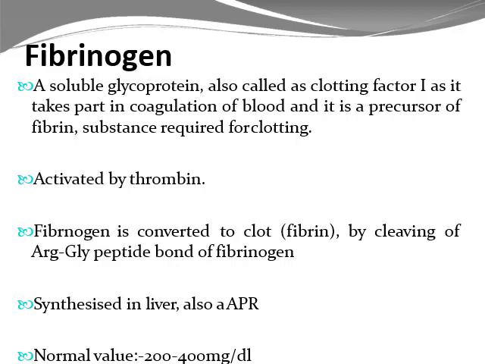The next one in acute phase protein is fibrinogen, also known as clotting factor 1. Their role is to mainly take part in blood coagulation, and they also act as a precursor for fibrin, a substance that is required for clotting. They are usually activated by thrombin. Usually fibrinogen will be converted into fibrin by cleavage of the arginine-glycine peptide bond. They are also synthesized in the liver. Their normal value is around 200 to 400 milligram per deciliter.